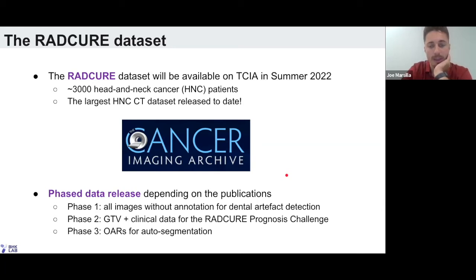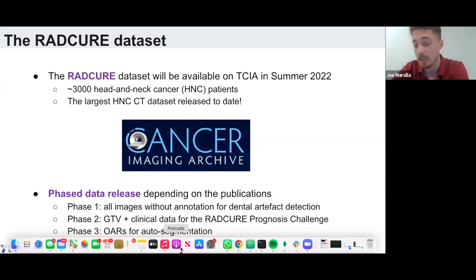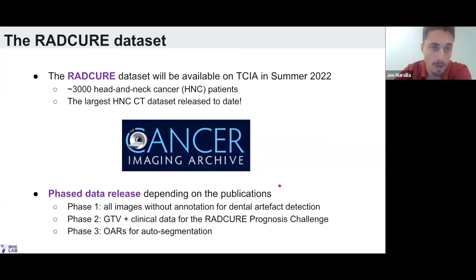And there are multiple phases for this data release. As you can see here, it covers annotations for dental artifact detection, GTVs plus the clinical data, and OARs for auto segmentation. And phase 3 is what we're going to be dealing with in this challenge here.